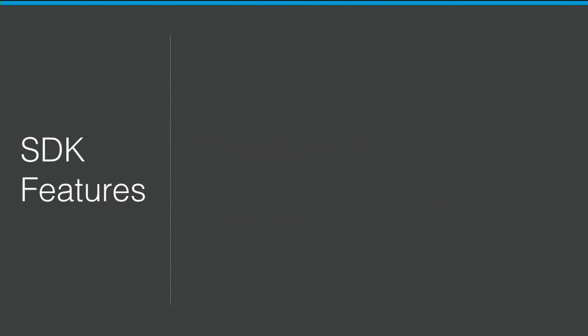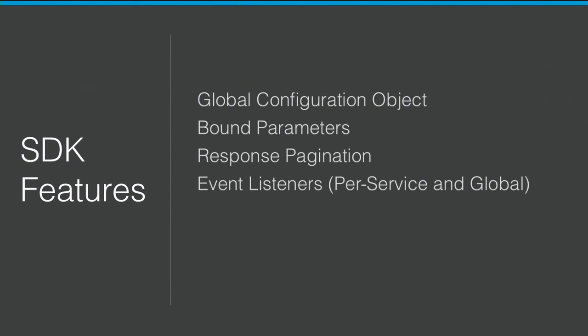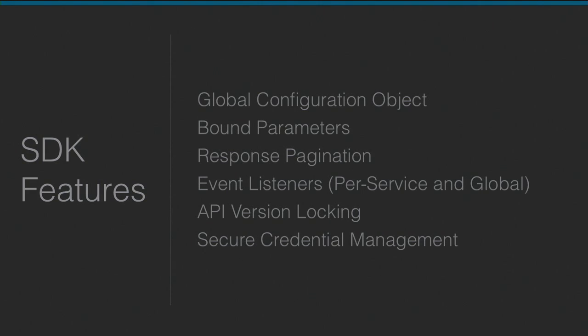So some of the SDK features that we've added over the last year and I think are really exciting: the global configuration object we just talked about. There's also bound parameters, which allow you to send a parameter on each operation that you call for a service object. We'll look at that in a second. We have response pagination, event listeners, API version locking, and secure credential management. So rather than talk about all these things, because talking is boring, let's just load up a terminal and start coding.